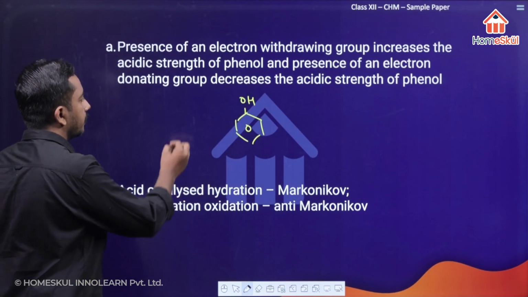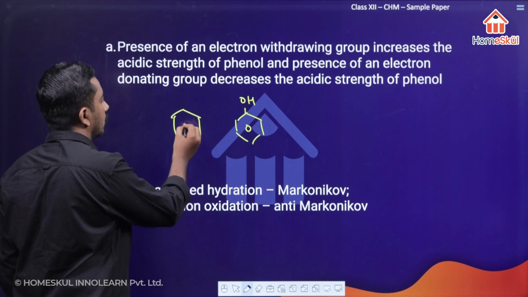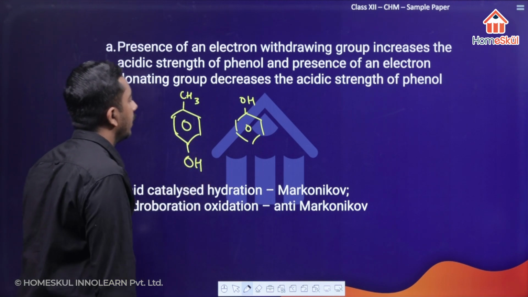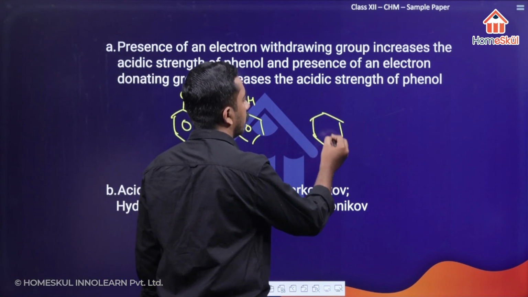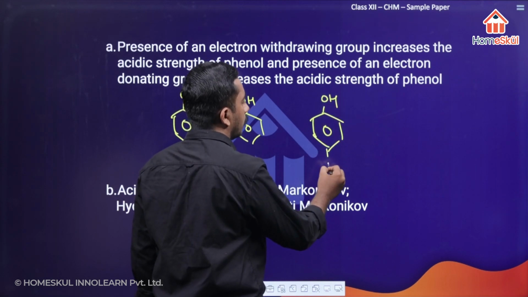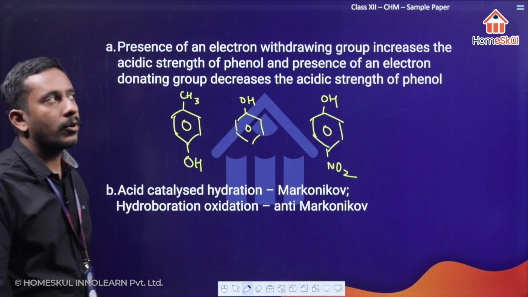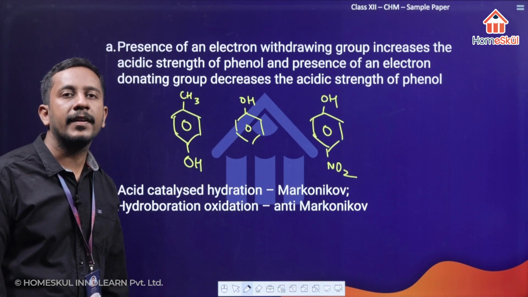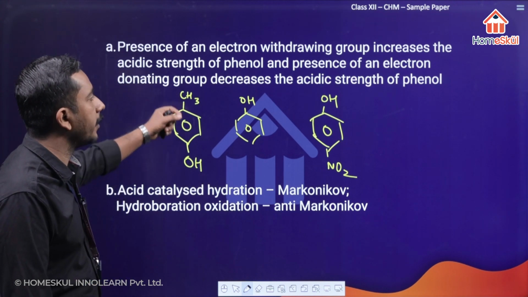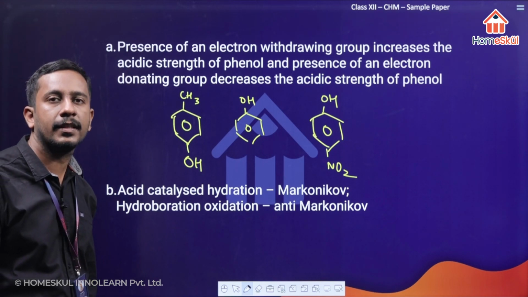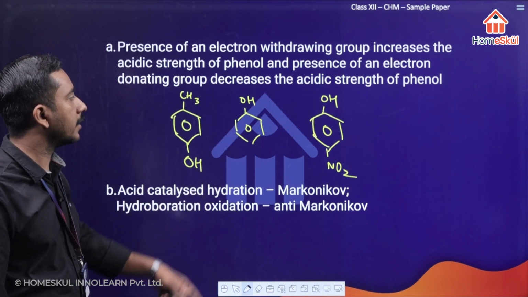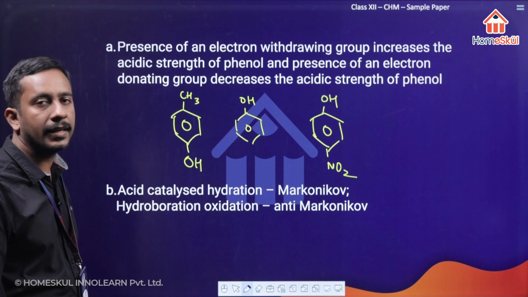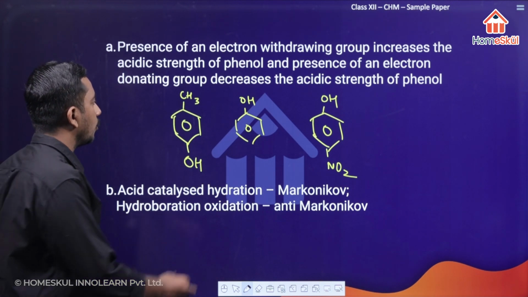So cresol is going to be CH3. So this is our para-cresol and this is our para-nitrophenol. Right. So our condition is that the presence of an electron withdrawing group, that is the presence of NO2 group, that is going to increase the acidity of phenol, and the presence of an electron donating group, that is methyl group, that will decrease the acidic strength of phenol. So if you compare the acidity of these three compounds, we can see that the one with the methyl group, that will be having the least acidic strength. That means this one is going to be the least acidic.